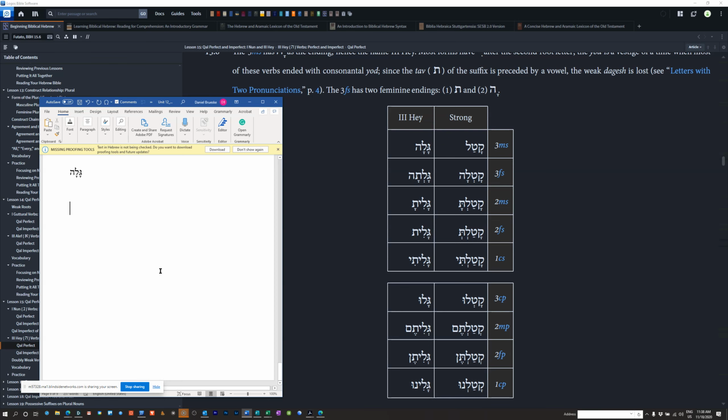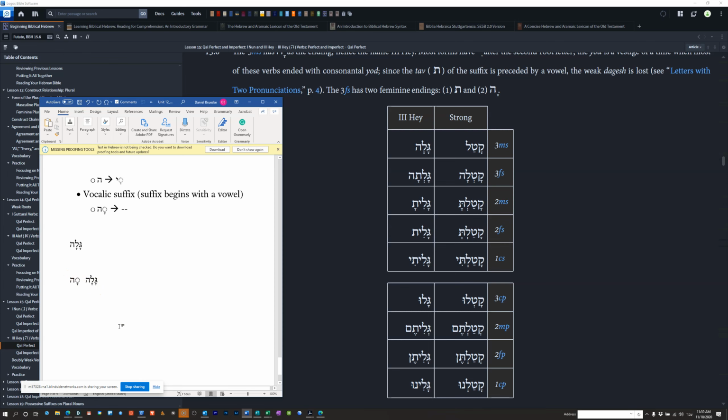Now, in the third feminine singular, we want to add a kamets hey suffix to galah. Well, if we did that, following the rules, this would be a vocalic suffix, so we would drop the kamets hey, and then we would add the kamets hey. Okay? You see the problem here. What we end up with is a form that's identical to the 3MS. And so it's not going to work to follow the vocalic suffix rule here, because we would drop the kamets hey, but we would just add a kamets hey back on there.